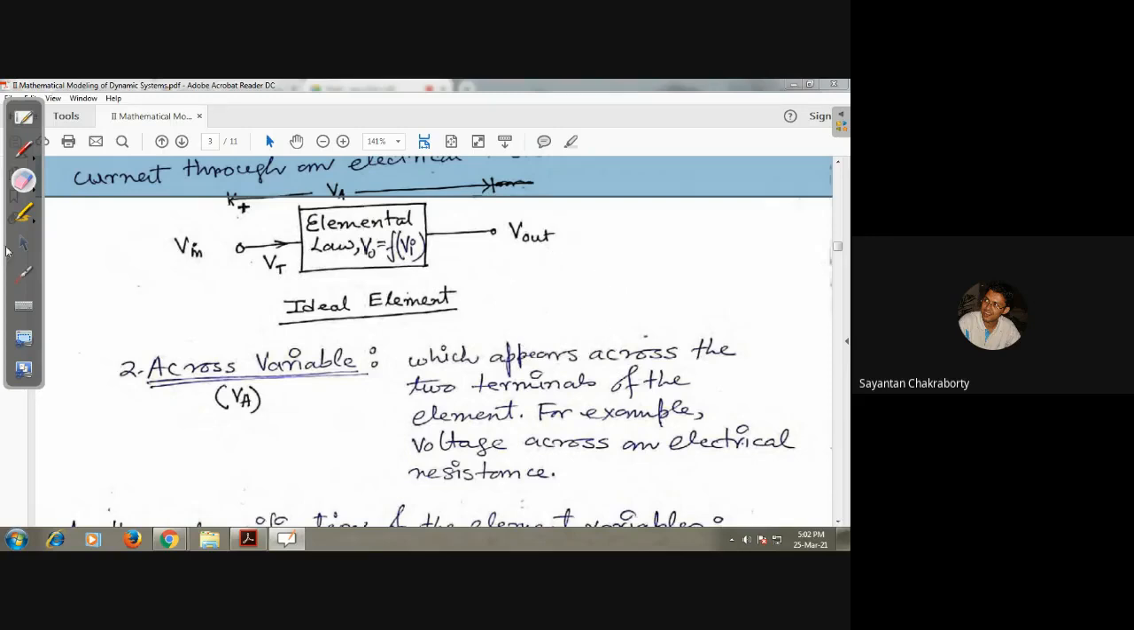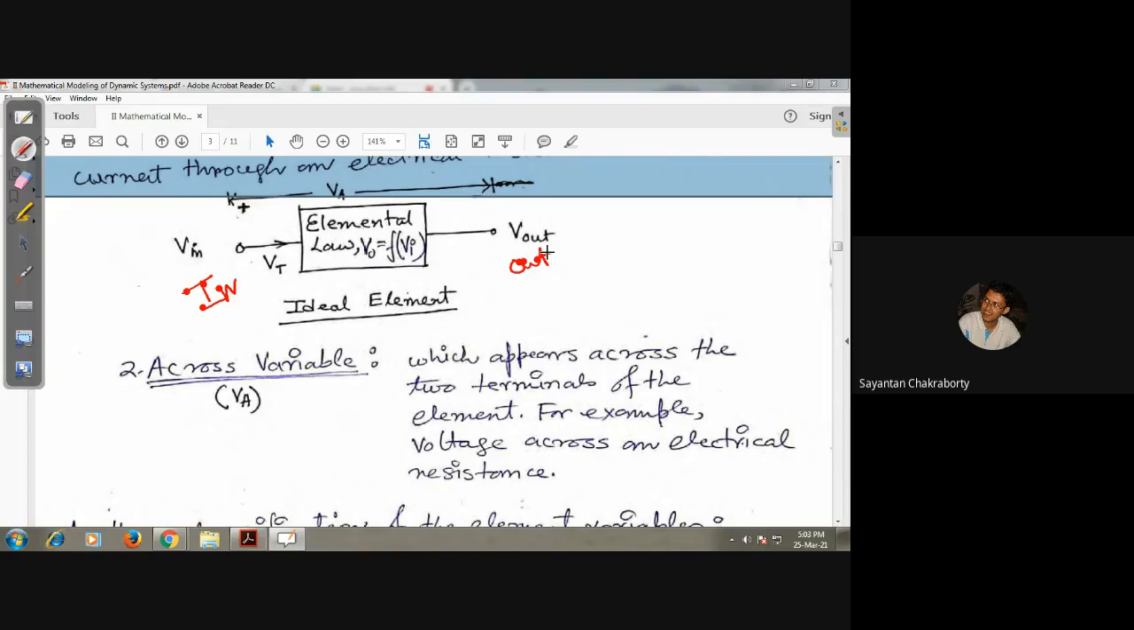What is the fundamental classification? These are the input variables and output variables. Input variables means the variables that are affecting the ideal element, and the output variable is the effect or the response to the input variable. So, the cause and effect. In this case, an input variable may be a through variable or an across variable. Similarly, the output variable may be a through variable or an across variable.